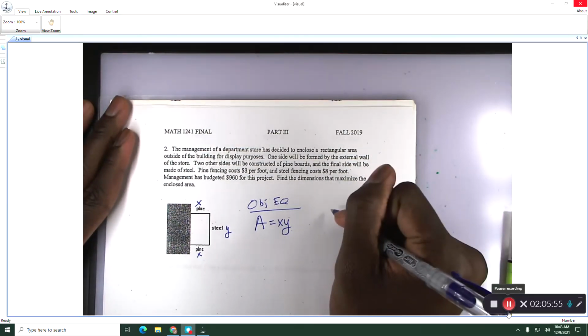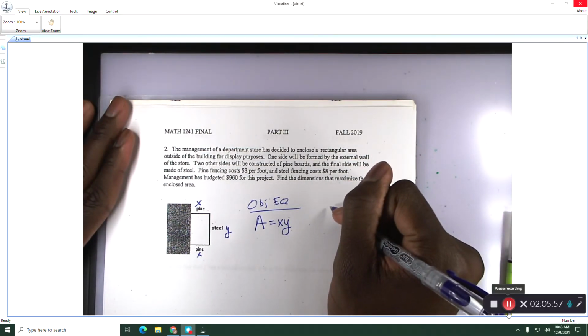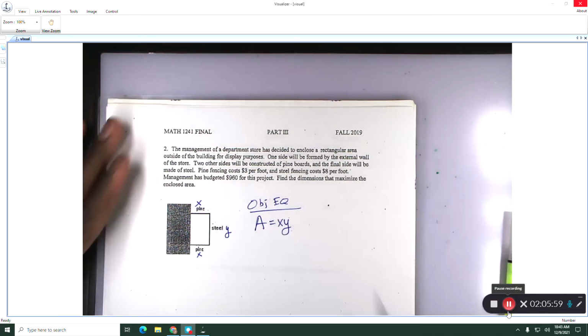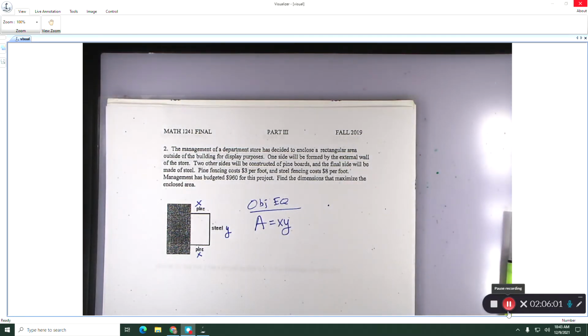I know that the pine. Oh, that's what happened. Yeah. Oh, I know exactly what happened.